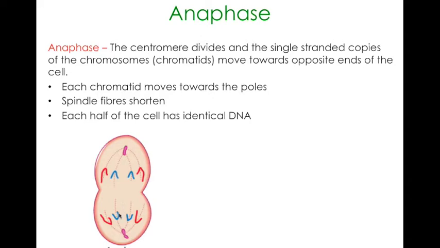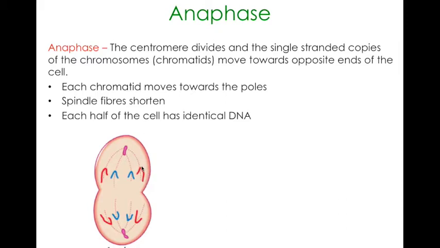The centriole here will pull the spindle fibers towards itself, and that pulling action will then break and split the centromere, and then each chromatid will be split. So this chromatid here will have almost the exact same, identical DNA as this one here. So that one and that one will be identical, and that one and that one will be identical.